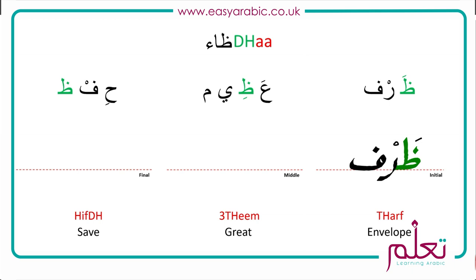The next word is Adim. So we have the Ayn. We have the Dal. Then we have the Ya and the Meem. Adim. Next we have Hifz, which is to save. So the letter Ha. And the Fa. And then the Za. That is Hifz.